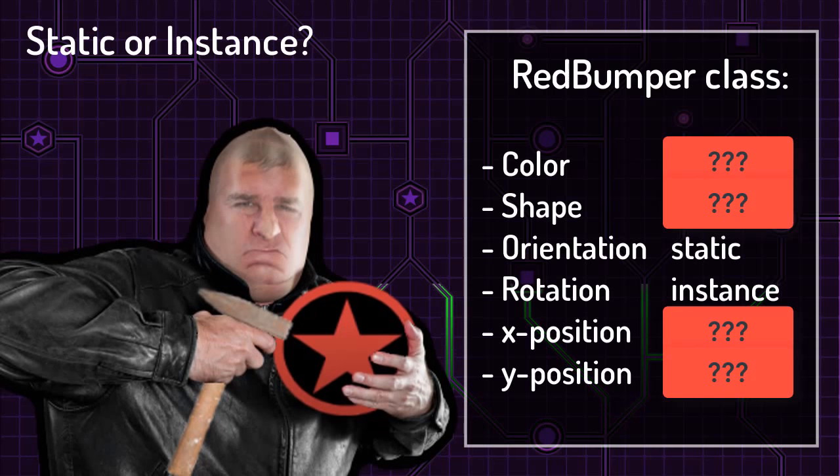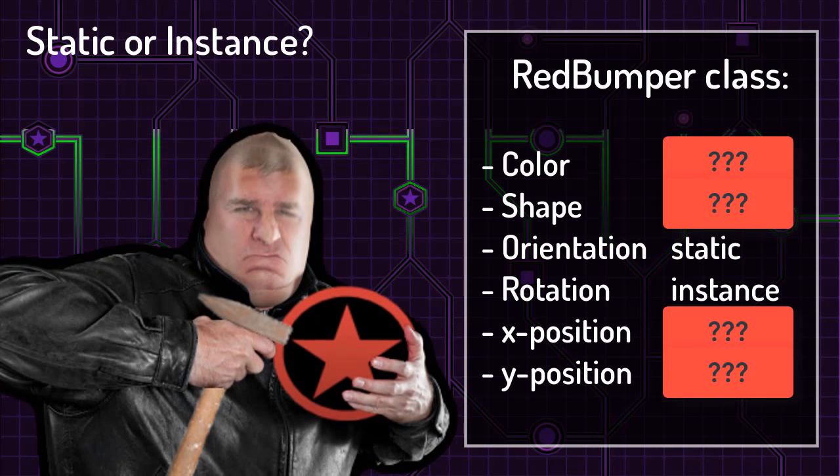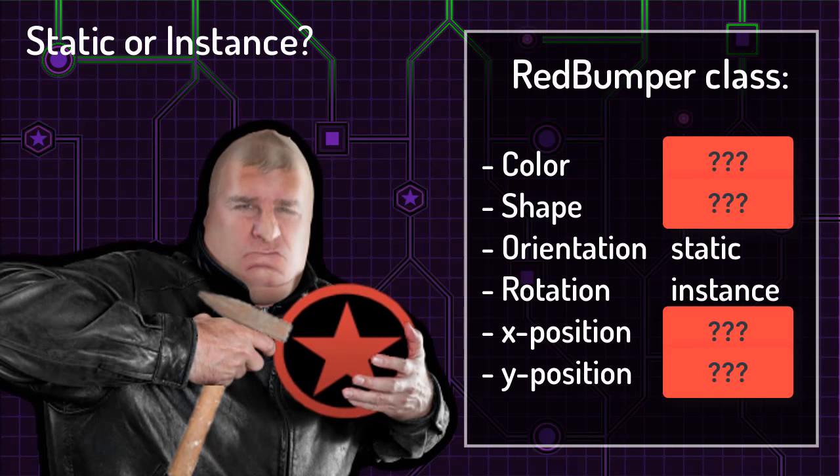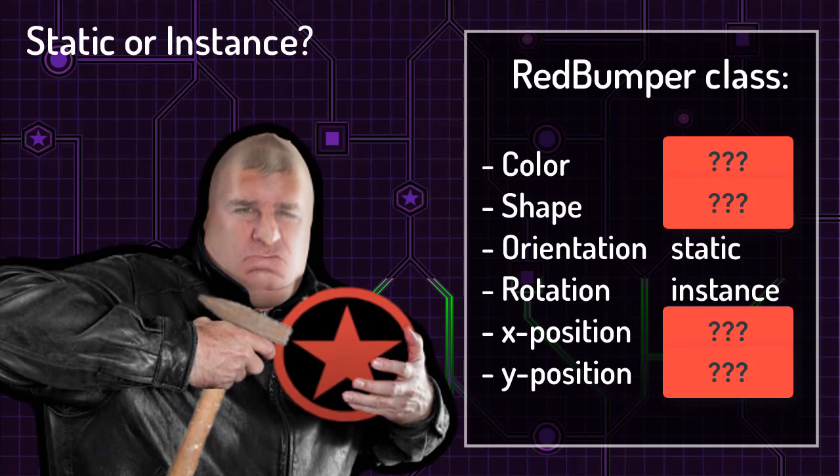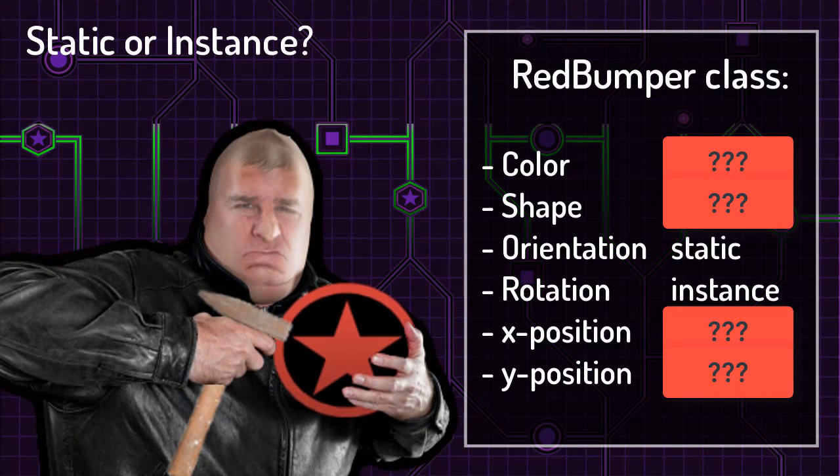Which fields could be represented by static variables? Which fields could be represented by instance variables?